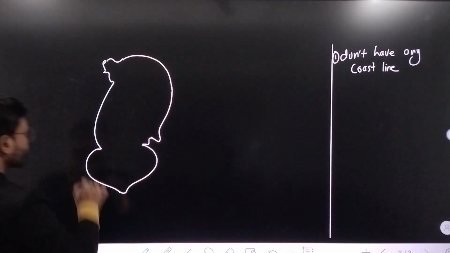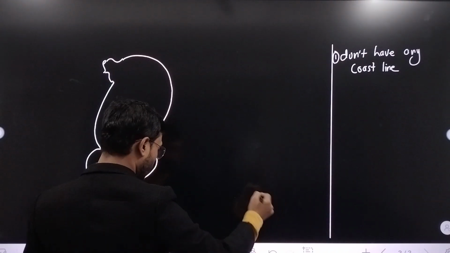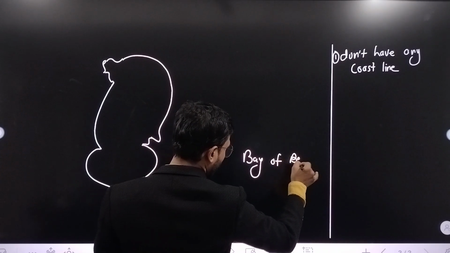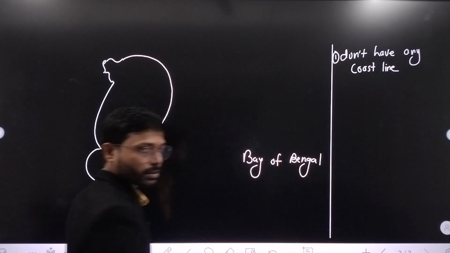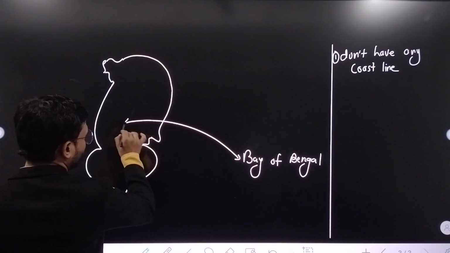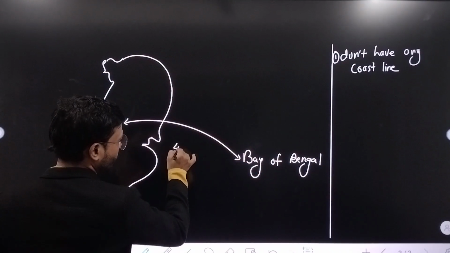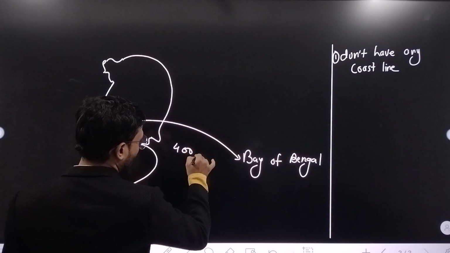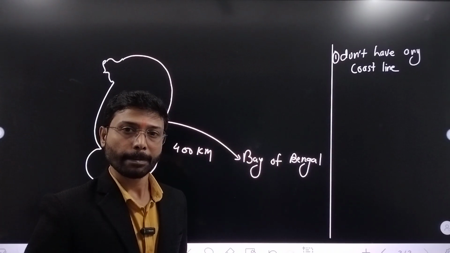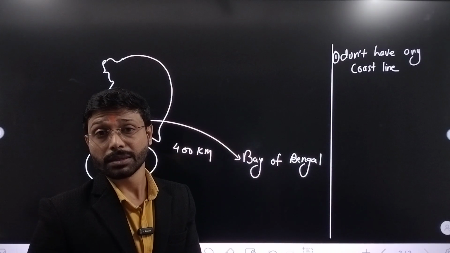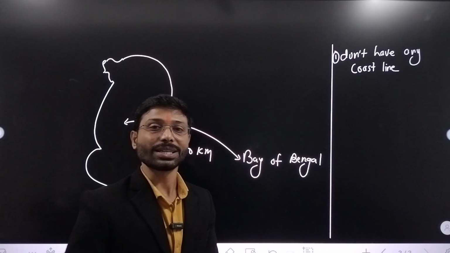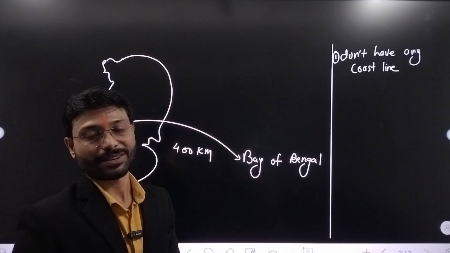Because sea is where? Here it is, the Bay of Bengal, much far away from Chhattisgarh. Approximately you may consider 400 kilometers. This is the reason that we have a positive impact also. And what is that positive impact? To have different seasons, my dear.